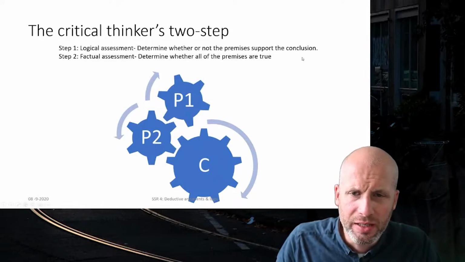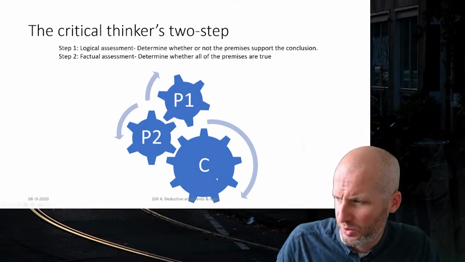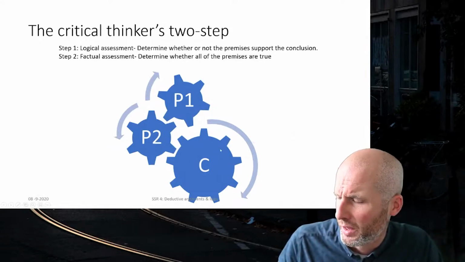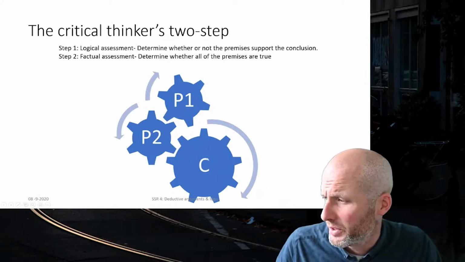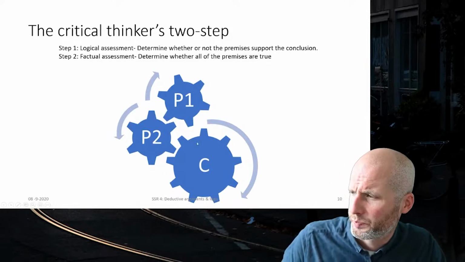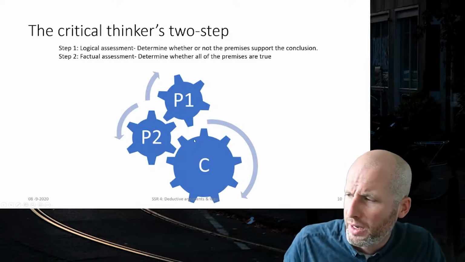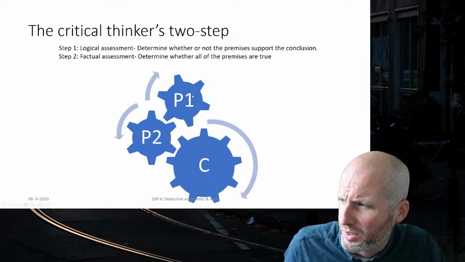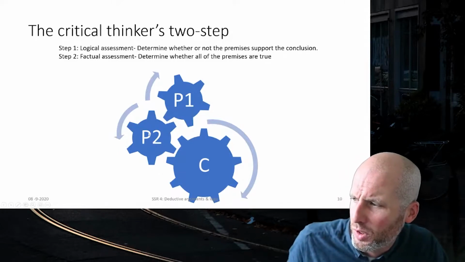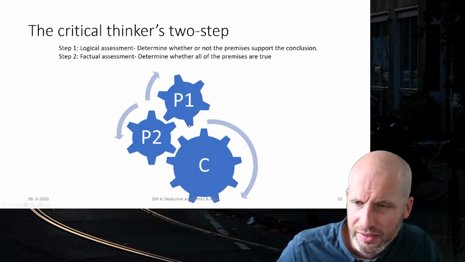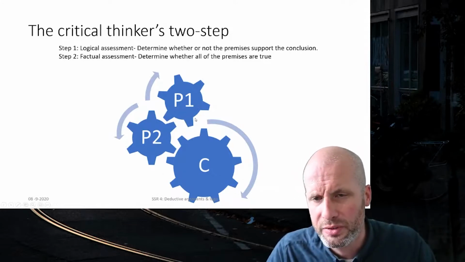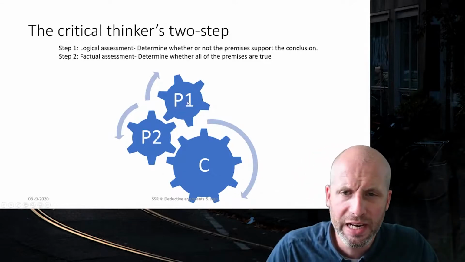One way of thinking about it is imagining the premises and the conclusion as different cogs in a machine that should be connected. So what your question then actually is, if you're doing that first step in the critical thinker's two-step, is that if P1 and P2 start turning, will the conclusion start turning as well? So are they connected or not? So we're not really checking the truth of the premises or the propositions, we're looking at the connection between them.